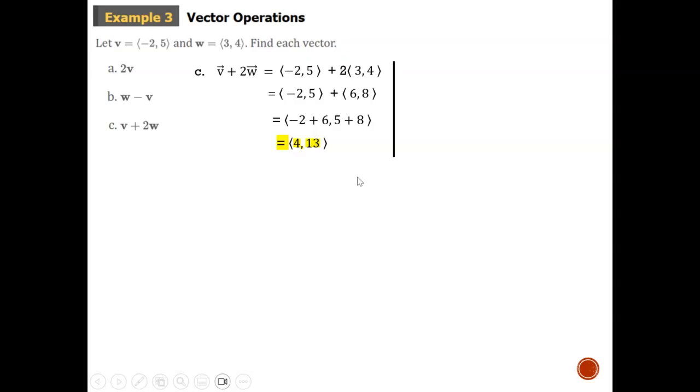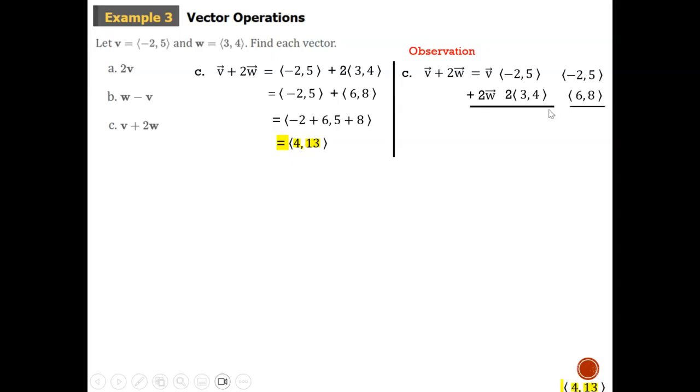And again, here's the observation. It's going to be vector V plus 2 times vector W. So there's my vector V, and here's my 2 times vector W. It's going to give us 6, 8 on the bottom vector, which is vector 2W, and we add them vertically. So it'll be 4, 13.